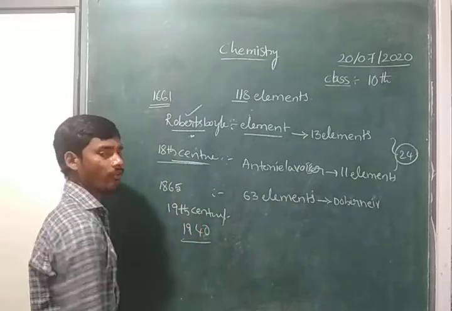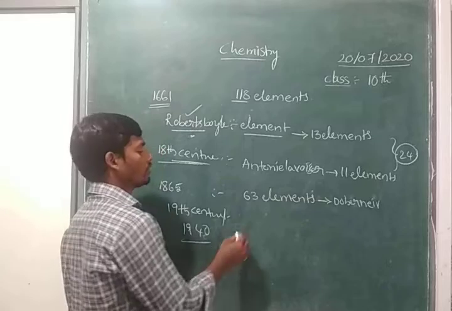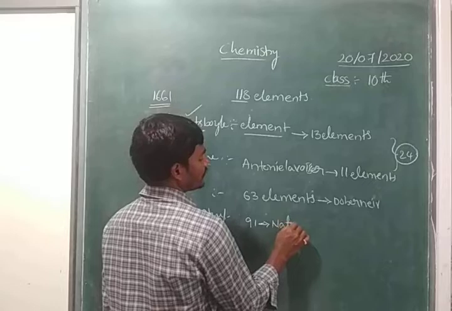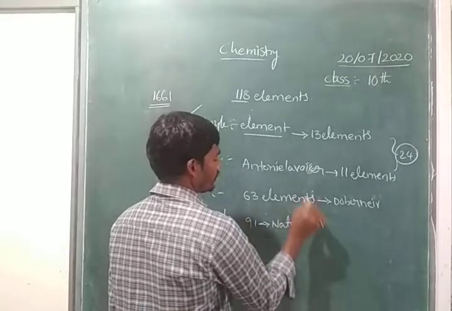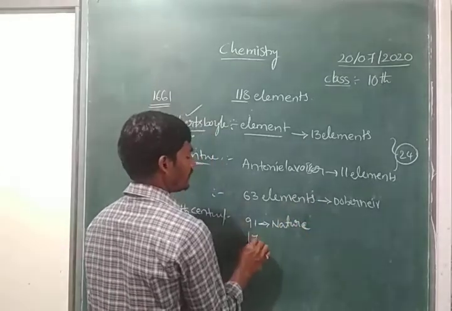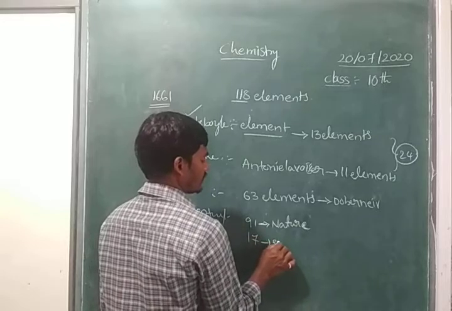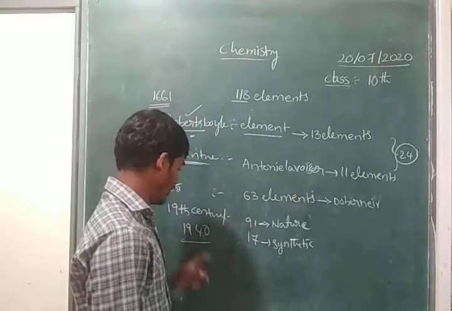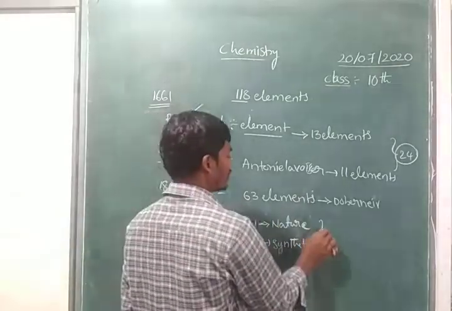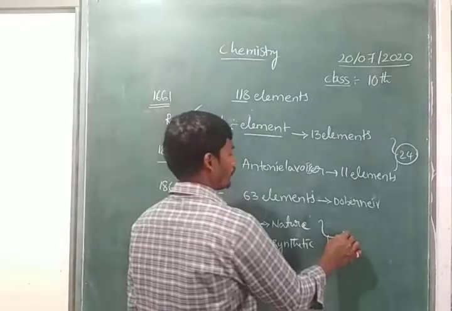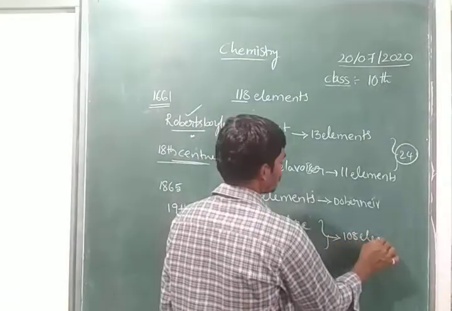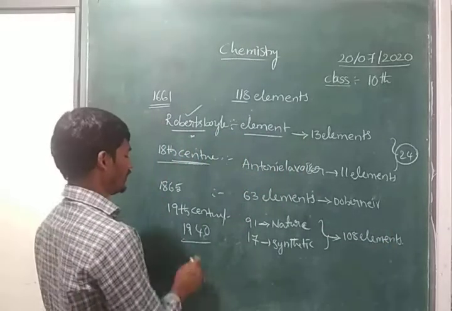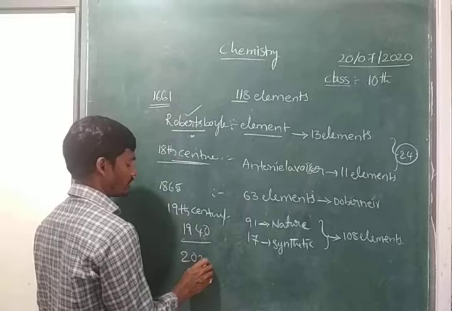Then, in 1940, 91 elements were obtained from nature, and 17 elements are synthetic elements. Totally, in the year 1940, how many elements do we have, children? Totally 108 elements.